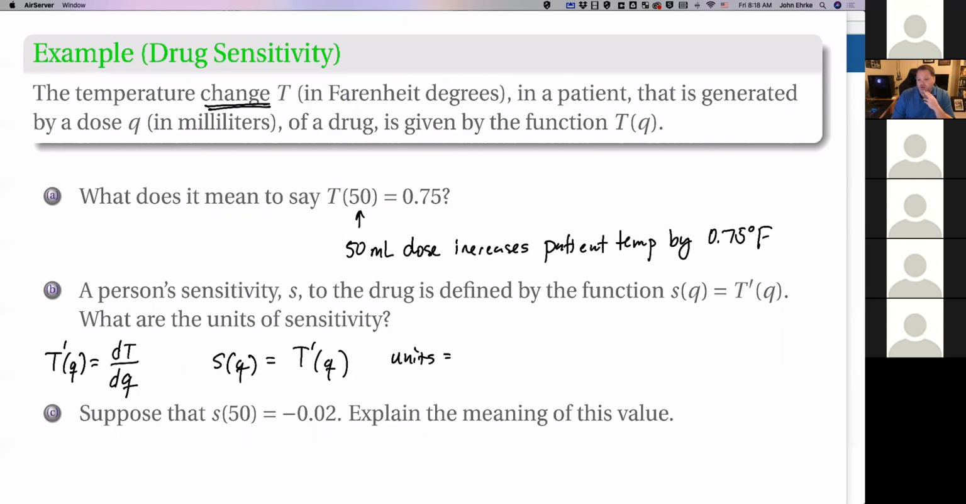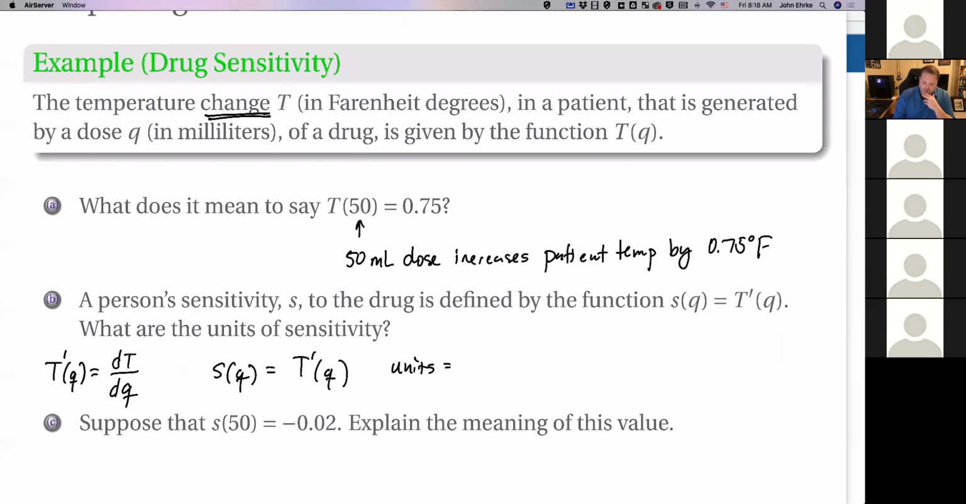Feel free to answer, anybody. Can answer over mic or you can type it into chat. Yes, it would be degrees Fahrenheit per milliliter. So that's what the derivative here is measuring, is the rate at which temperature increases per additional milliliter of dosage introduced.